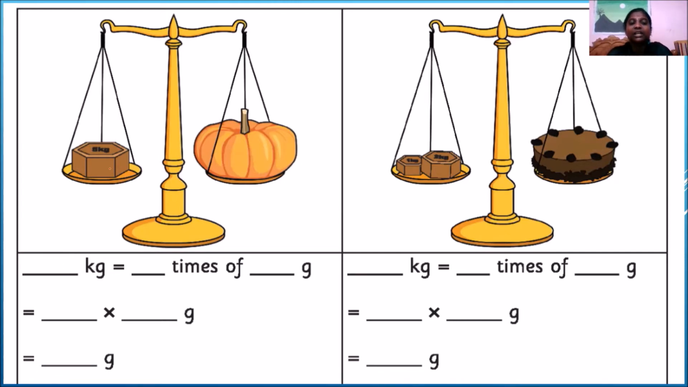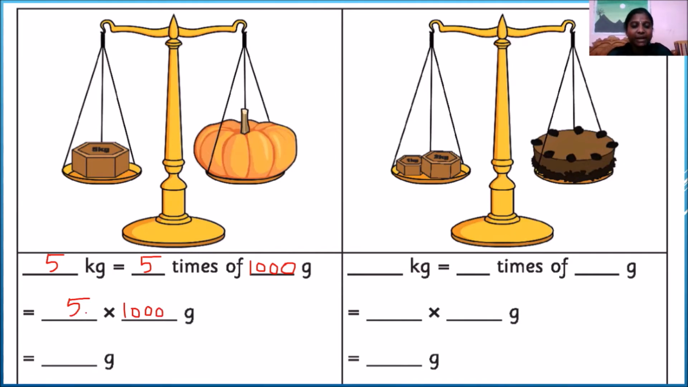Here we are going to read the weighing balance and fill the blanks. In the weighing balance, in the left hand side, you are seeing the 5 kg of stone. So you have to write 5 in the given dash. 5 kg is equal to 5 times of 1000 grams. Here the 5 times of 1000 we can write as 5 multiplied by 1000 gram.